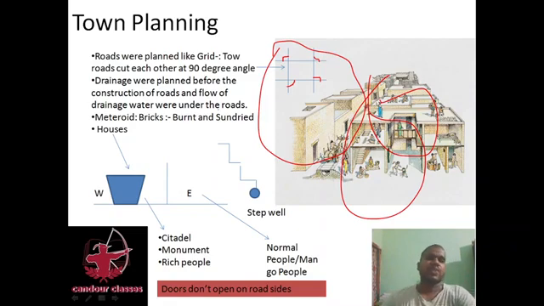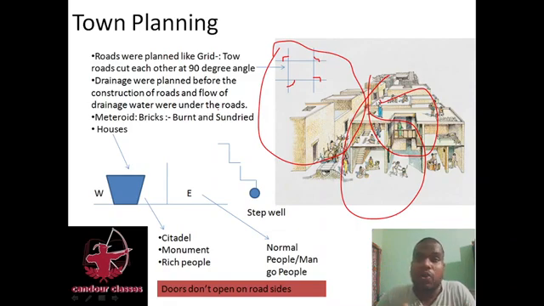Okay, now drainage was planned before the construction of roads. Flow of drainage water was under the roads. Okay, this is quite interesting and this is quite urban civic. I mean, they had that idea that we have to do the drainage before building the roads, so that's why they were building the drainage system first, and after that they were building the roads.